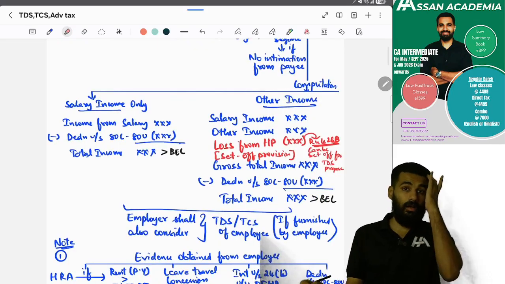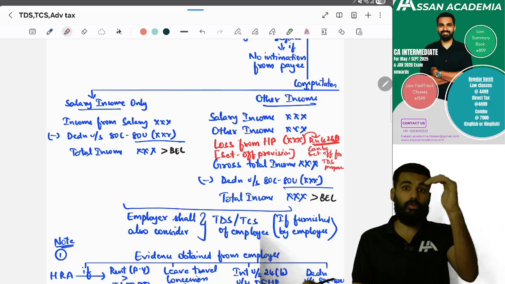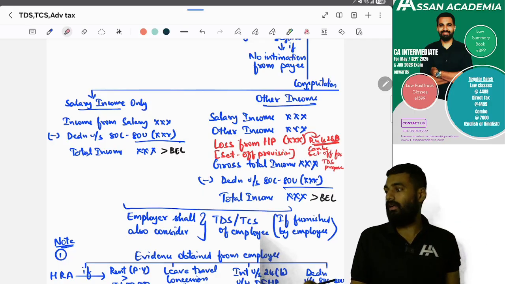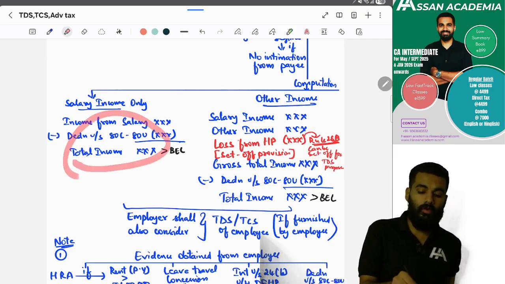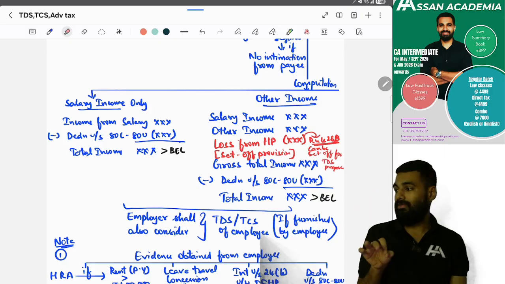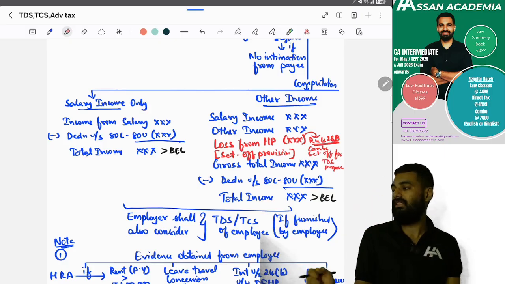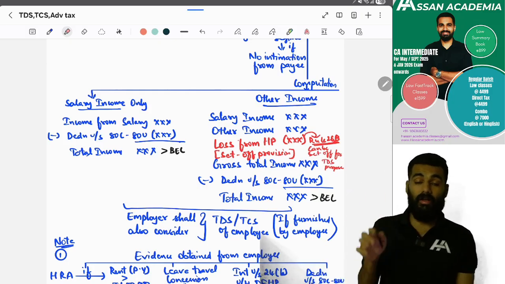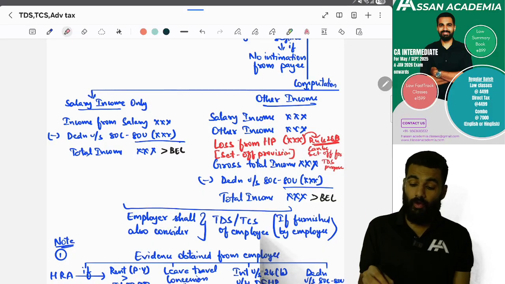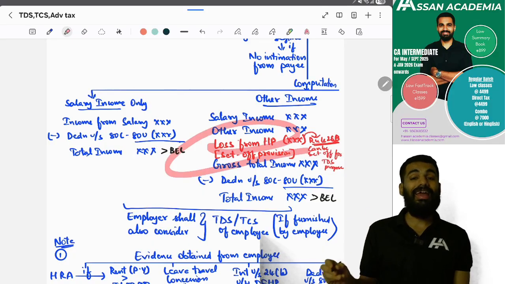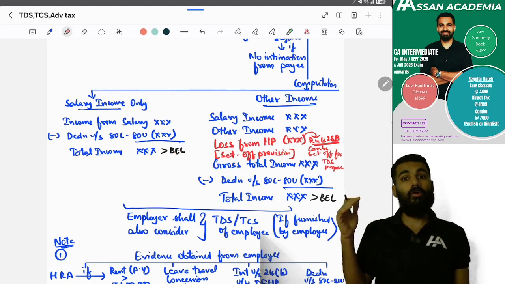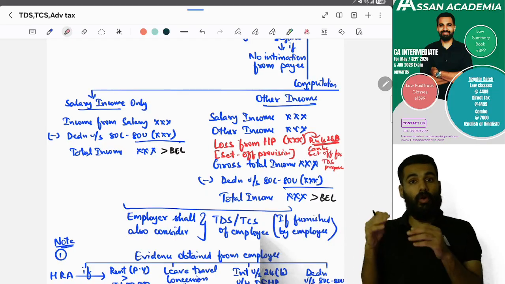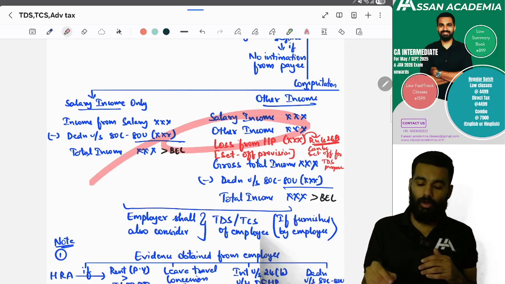Yes, and so I told that total income should be more than the basic exemption limit, then only TDS will be deducted. In this total income, you will calculate income from salary, and you can also deduct Chapter 6A deduction. But if you have any other income, you can give the employer the details. I have these other incomes, and the employer will include that other income also.